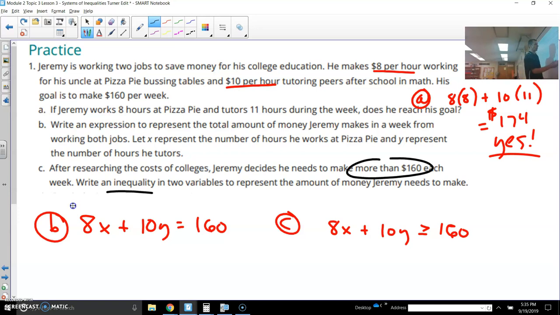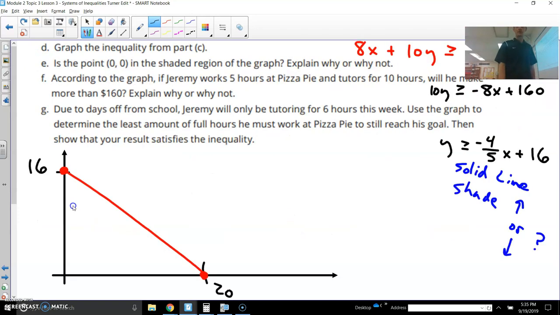So all I do is go more than or greater than or equal to. So we want to make sure I get this right. Jeremy decides he needs to make more than 160 each week. So I made a small mistake here saying or equal. If you're saying more than, it cannot be the same. So let me take that off, and that would change the graph a little bit.